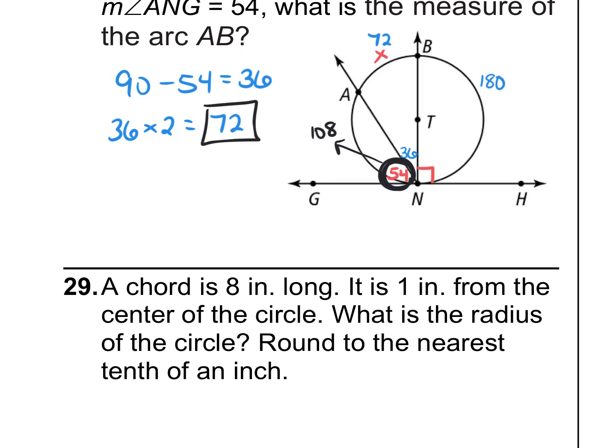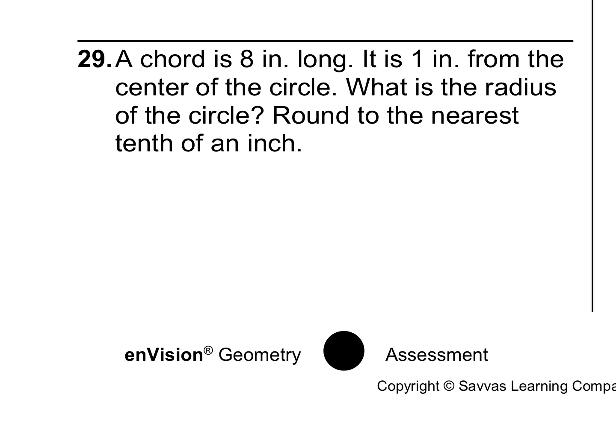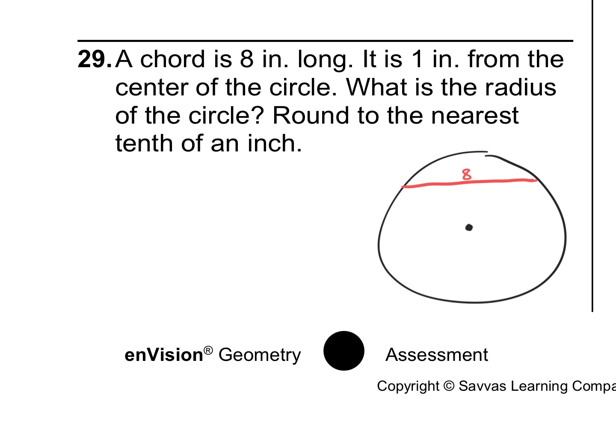All right, number 29. It's talking about a circle, but what do you probably not like about this problem? There's a word problem. What does it not have? A circle. It doesn't have the picture, but are you fully capable of drawing that? Sure. Yes, go ahead and draw yourself a circle. It says a chord is 8 inches. How do I draw a chord? Yep, connects the two endpoints on the circle, and it tells me that is 8 inches long. Okay, and then it tells me from the center it is 1 inch away.